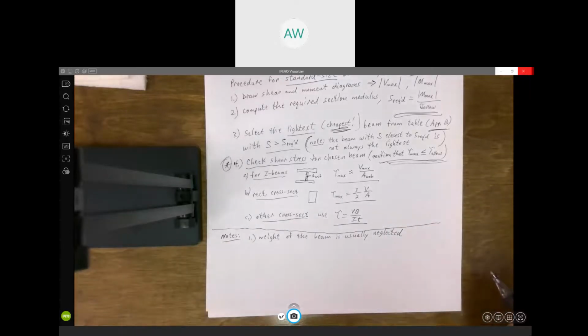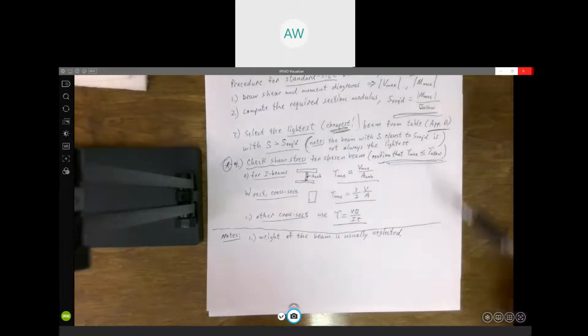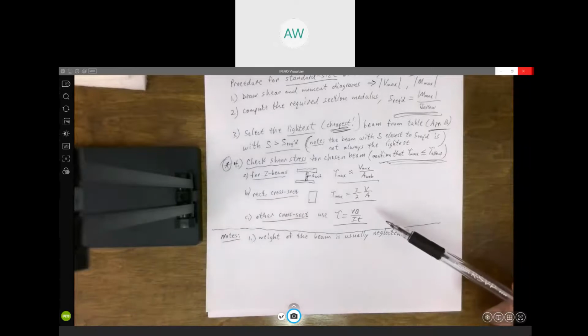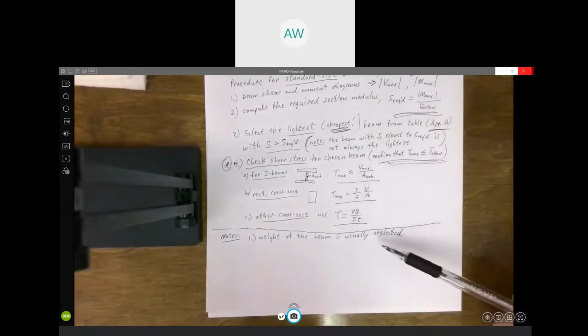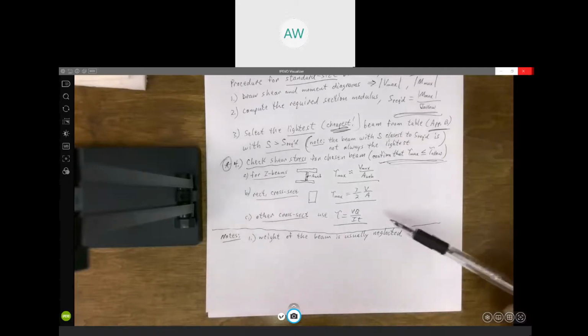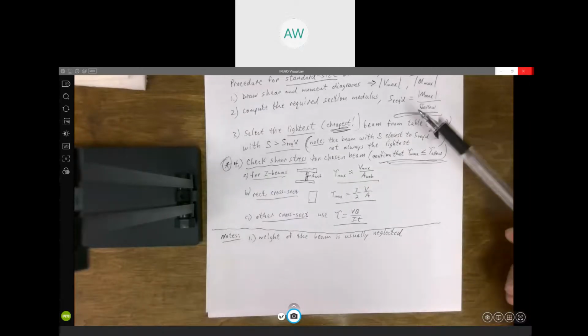Now, the reason for this is good sound engineering principles. Before you choose the beam, you can't include the weight of the beam because you don't know what beam you're using. So you would have to go through all of this procedure. And once you choose that beam, go back and add the weight of the beam to the loading that's on the beam and go through all this again. And I'll be honest, it's a big waste of time.